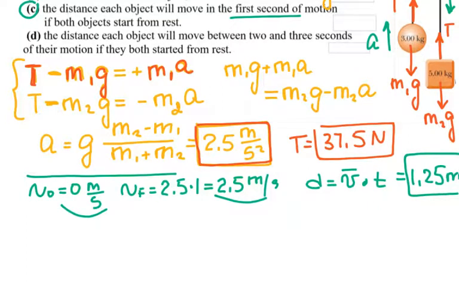And the distance the two objects traveled between the 2 and 3 seconds. So for the next part, let me do it in blue. For the next part, I need the velocity at 2 seconds.